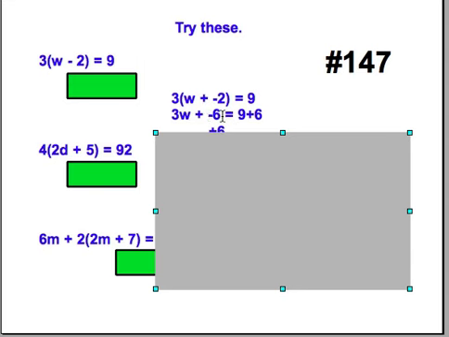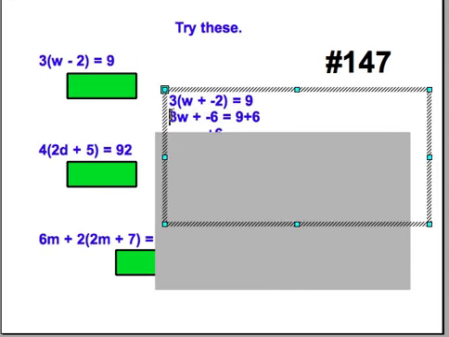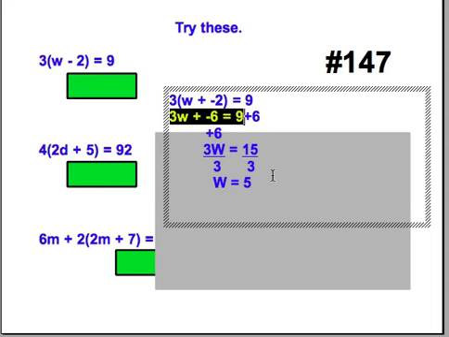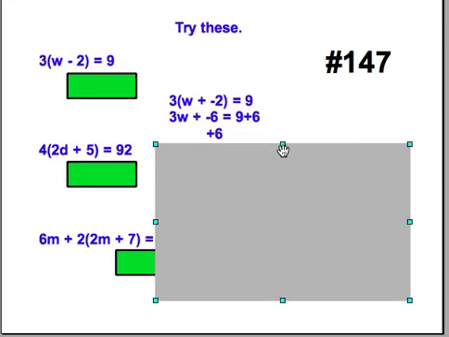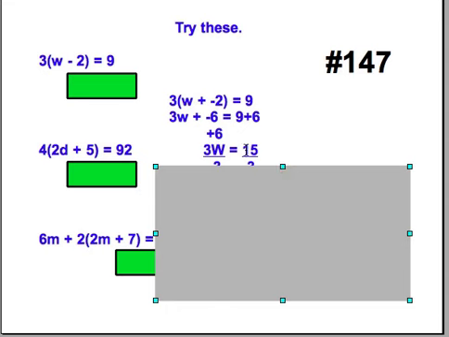And now I have a two-step equation. 3w plus negative 6 equals 9. In order to undo and get w alone, I'm not working with the 3w, I'm working with the negative 6. The only way to cancel out a negative 6 is through its additive inverse, which is positive 6. So I add plus 6 on both sides. The 6s cancel out, and I'm left with 3w equals 15. Lastly, I have a one step, divide by 3 on both sides, and w is equal to 5.